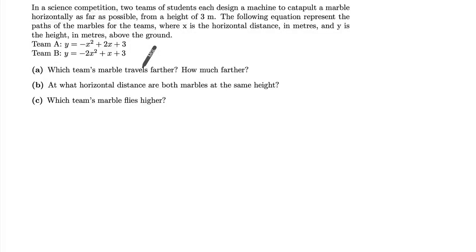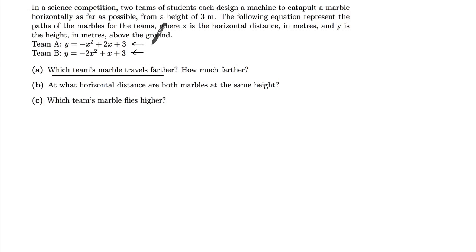Okay, in a science competition, we have two teams that build a catapult that shoots out a marble. The motion of the marble is modeled by these two parabolas for Team A and Team B. Part A: which team's marble travels further? Let's see where they land.